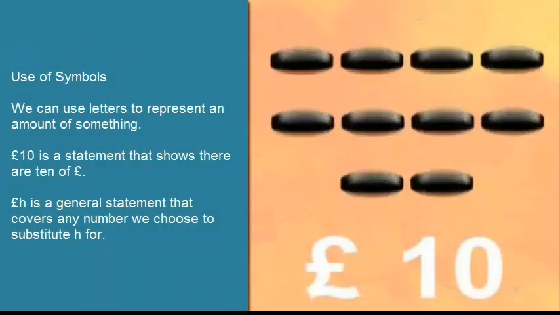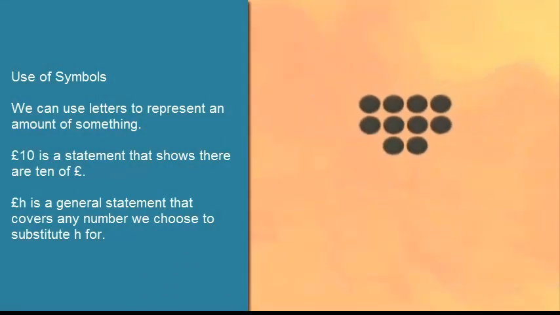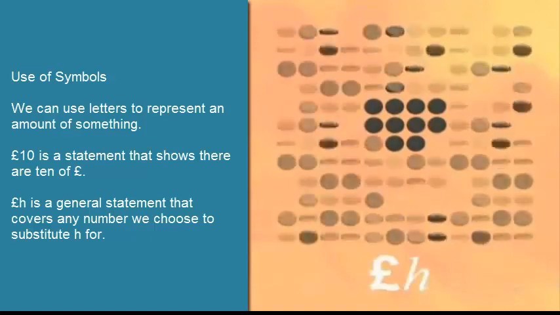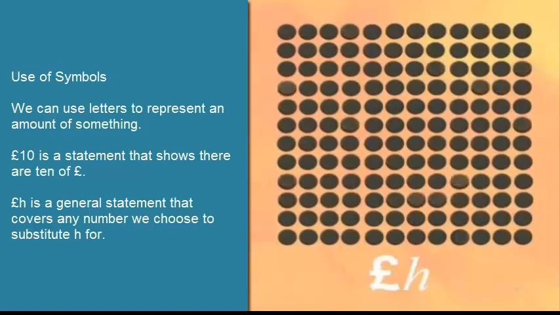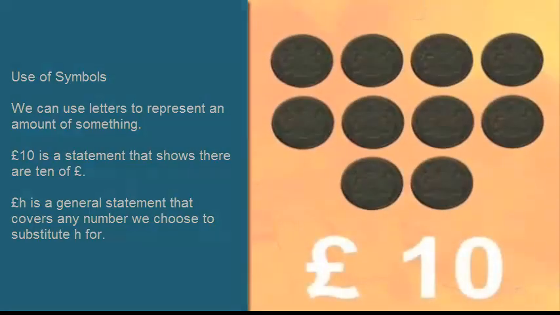Use of symbols. We can use letters to represent an amount of something. £10 is a statement that shows there are 10 pounds. £H is a general statement that covers any number we choose to substitute for H.